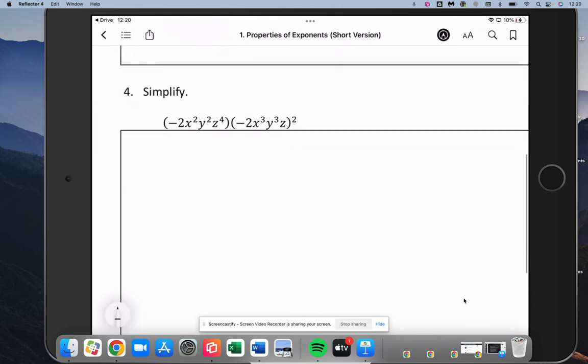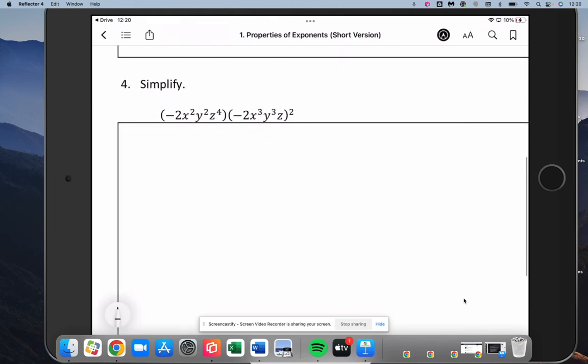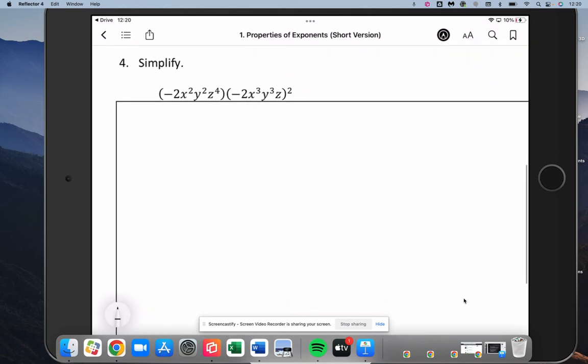Okay, so in number 4, we've got some tricky things going on. These two almost look identical, but they're not. We have an x to the power of 2 and y to the power of 2 on the left, and an x to the power of 3, y to the power of 3 on the right. So we need to recognize that these are different things. The other thing we need to recognize is that the one on the right is being raised to the power of 2. So there are 2 of those.